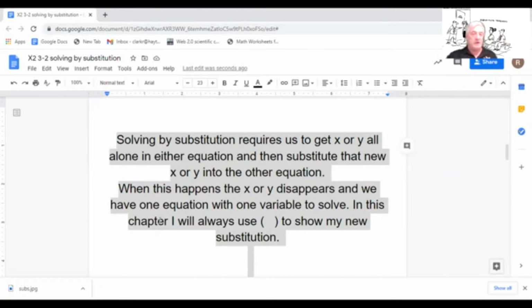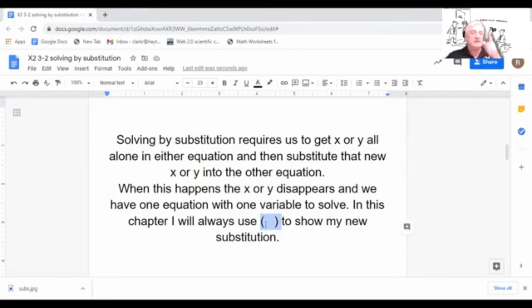In this chapter, I will always use parentheses to show my new substitution. That is, I'm going to have a new y. The new y might be something like 4x minus 7. If it says y equals minus 4x plus 7, then I would put minus 4x plus 7 in parentheses. If it was a plus 4x plus 7, that's what would go in the parentheses.